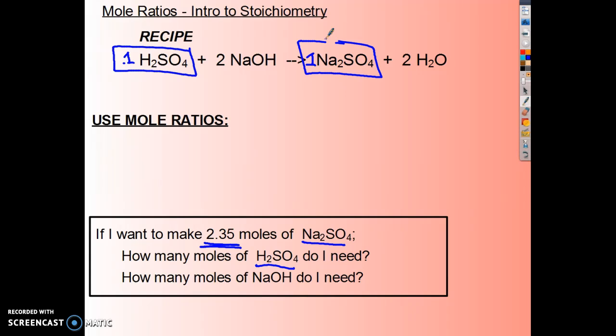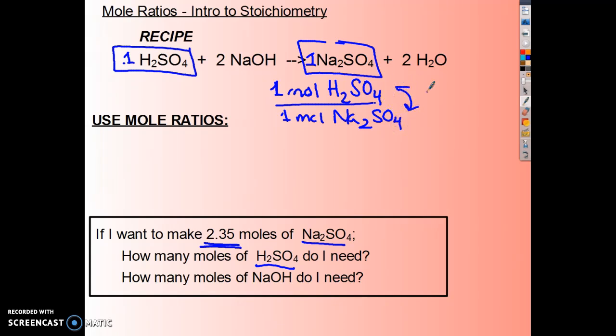Basically, I can put whichever one I need on the top and whichever one I need on the bottom. So I can have 1 mole of sulfuric acid on the top with 1 mole sodium sulfate on the bottom, or vice versa. I could write it either way, whichever way allows me to cancel out what I'm converting away from. So I'm going to put my given information here, which is this 2.35 moles. I want to convert away from that number of moles of sodium sulfate, and I want to achieve moles of sulfuric acid.